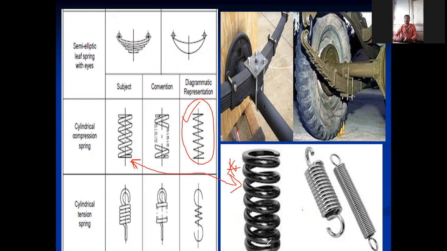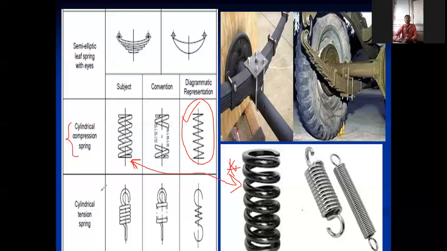Further, and the most important thing related to cylindrical compression spring is what? Which load will it take? Tension load or compression load? The name itself has compression in it. Which type of load will it take? Compression. It will take compression load. It is as simple as this.